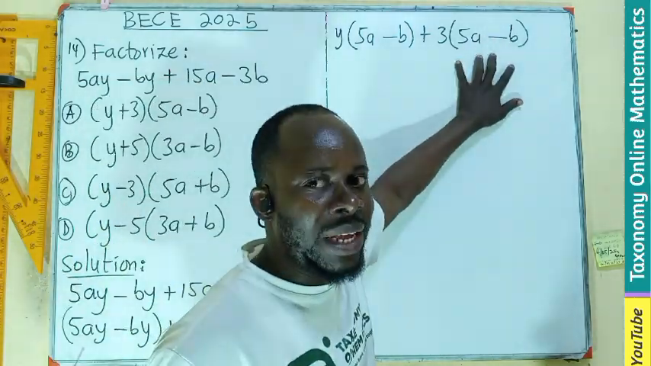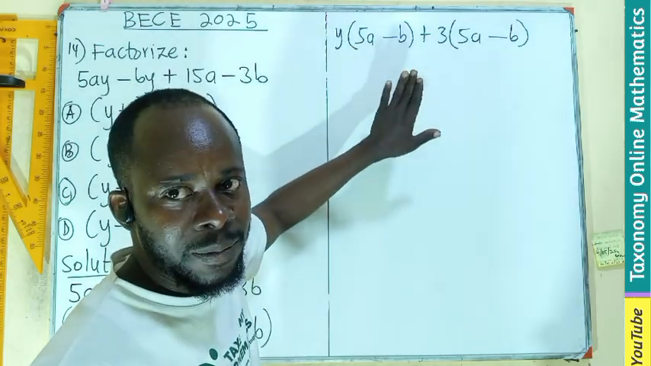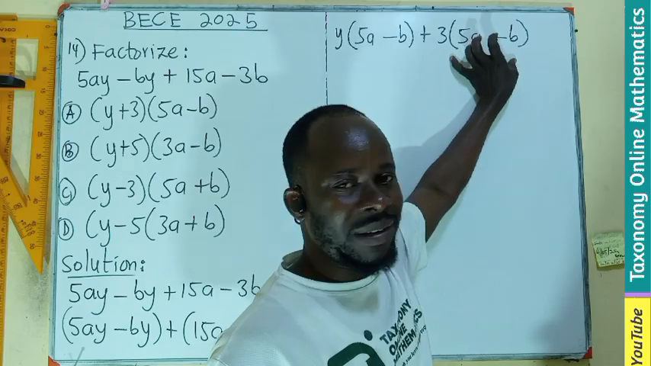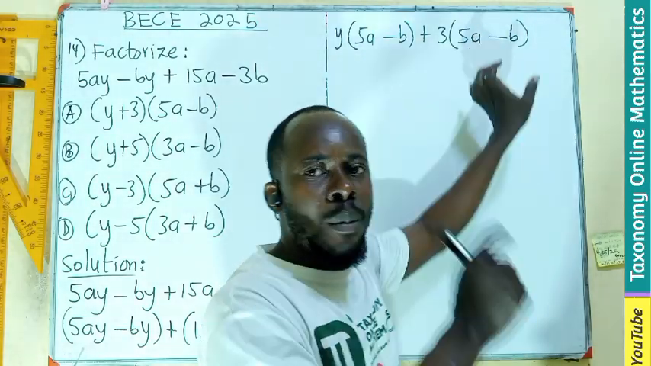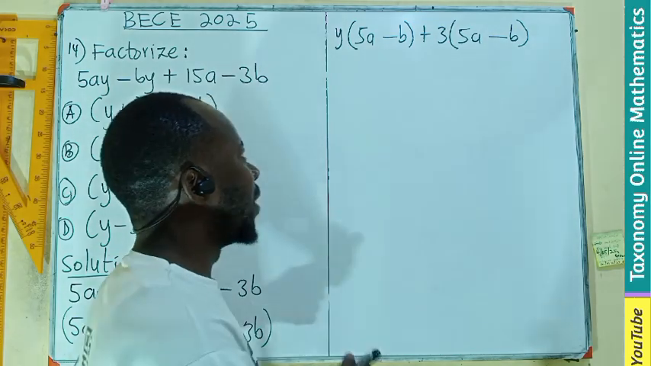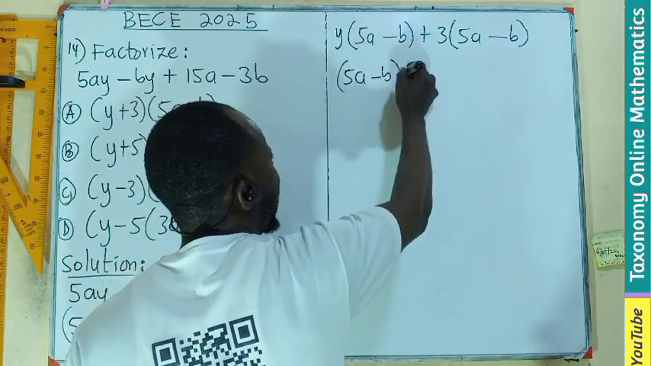This is also multiplying. So we are looking out for a common factor between the two terms. There are two terms here. You can see the bracket is the same as this. So that means that the common factor for the two terms, as they multiply on their own, is going to be 5a minus b as a common factor.